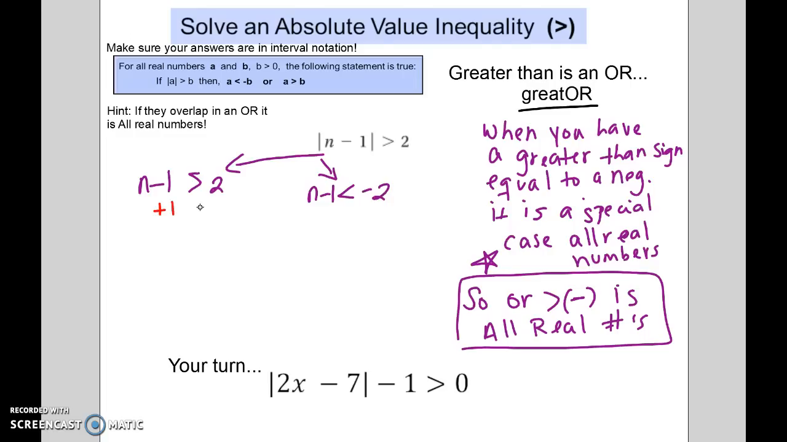So I'm going to add one here, add one here. So n is greater than 3. Or, because I know it's an or, I'm going to add one here, n is less than negative 1. So n is greater than 3 or n is less than negative 1. I graph this.